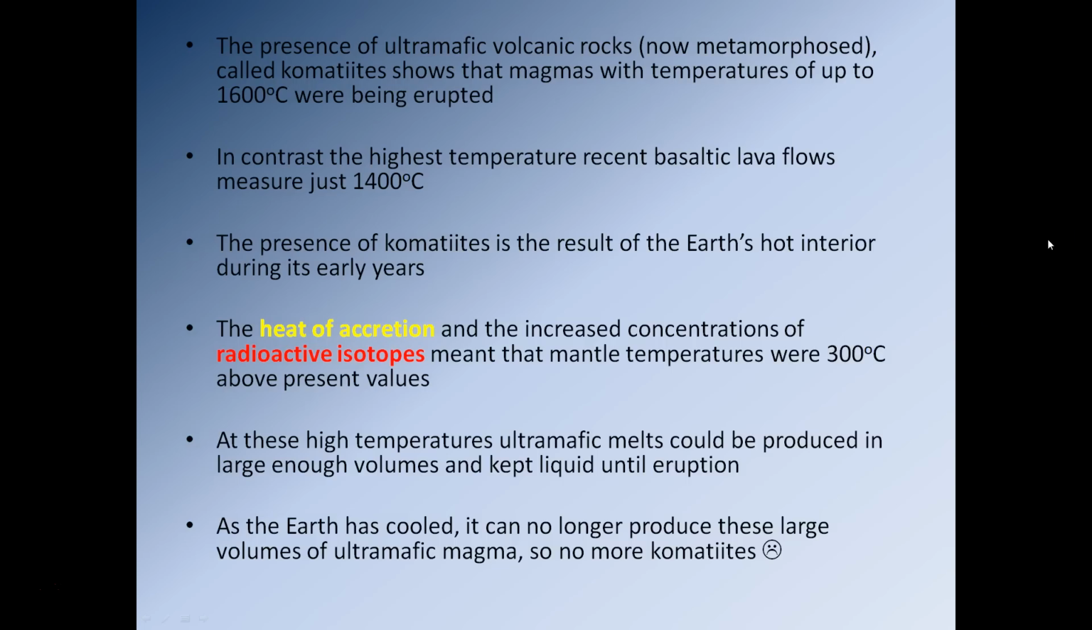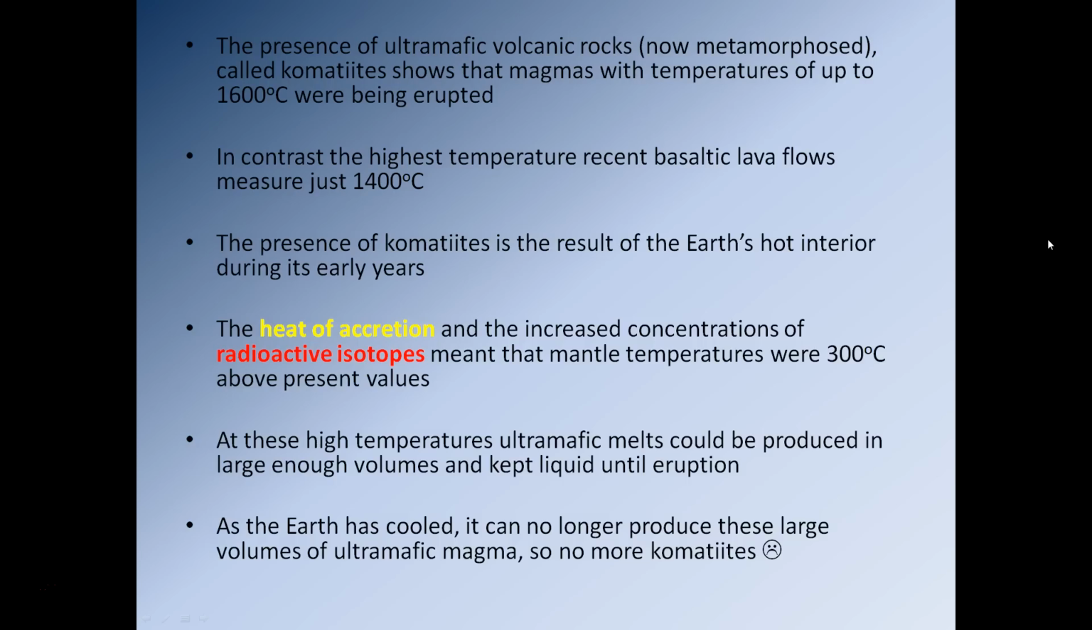So at these very, very high temperatures, the mantle could melt more easily, it could produce magmas in greater volume, and because more of the mantle could melt, it meant that the magmas produced were not mafic, they were ultramafic. They were very, very iron and magnesium rich. And so this meant that these very, very large volume ultramafic magmas could move through the crust and be erupted onto the Earth's surface, forming komatiites.